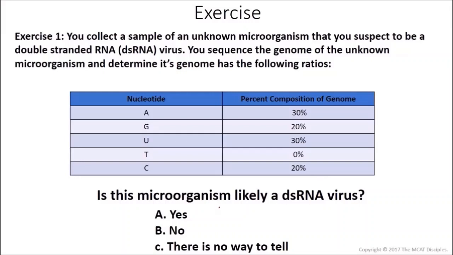The answer is yes, right? It had uracil, which doesn't make it RNA per se, but uracil is characteristic of RNA. And it had the right percent composition, so 30, 30, 20, 20, to follow Chargaff's rules to make it double-stranded nucleic acid. So yes, it's likely a double-stranded RNA virus.